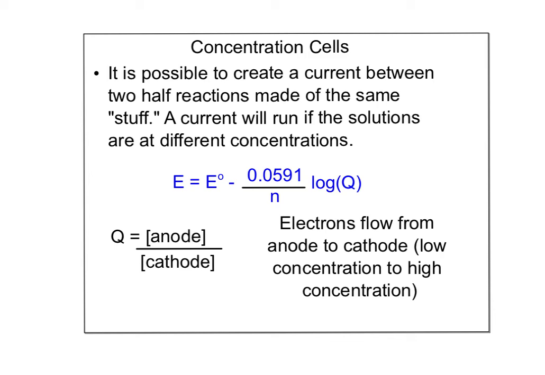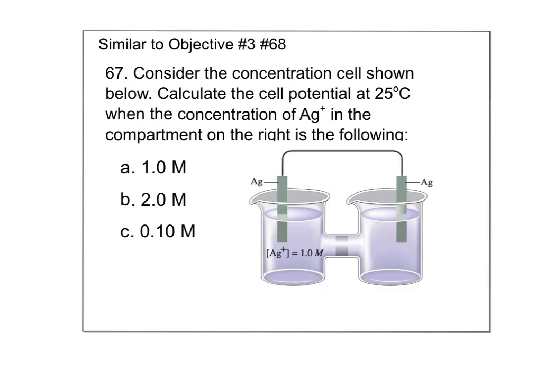So we, again, can make the cells of the same chemicals, and we can get some electrons to flow on the wire if the two half cells have different molarities. If they are both 1 molar or both 0.5 molar, no electrons will flow on the wire. But if we have one that's 0.5 molar and one that's 1 molar, the electrons will flow from the low concentration to the high concentration. All right, so this one is similar to your objective number 68. It's number 67, so this should help you out with it.